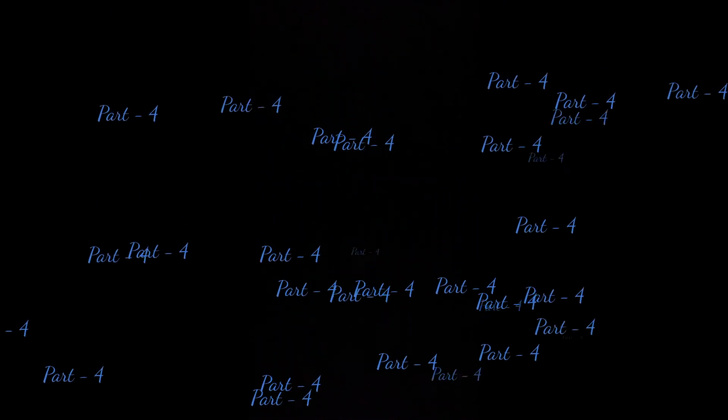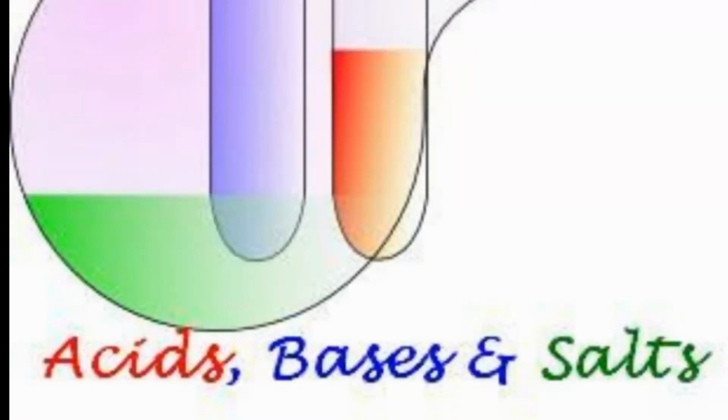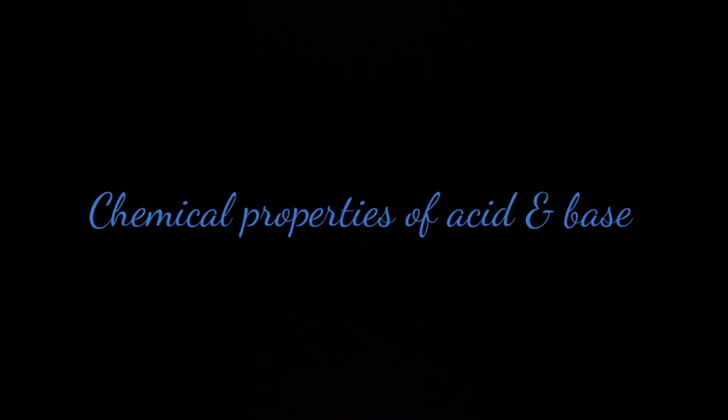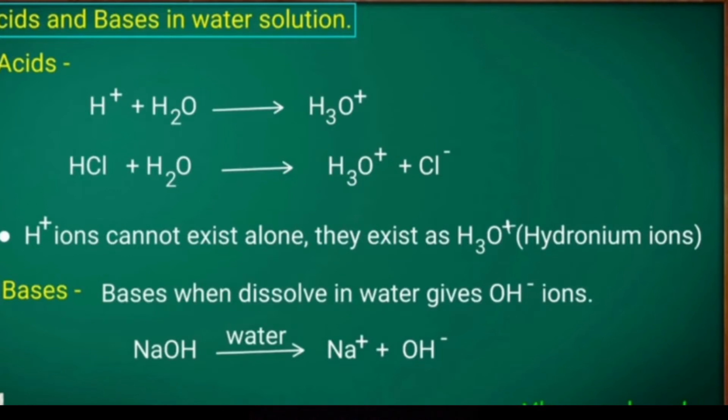Hello everyone. Let's start the fourth part of chapter 2, that is acid, base and salt. Now we are going to learn the chemical properties of acid and base. Let's start the topic. First, the next chemical property is acid and base in water solution.